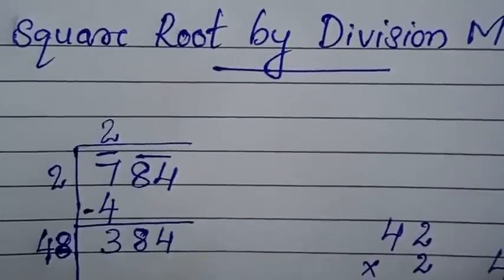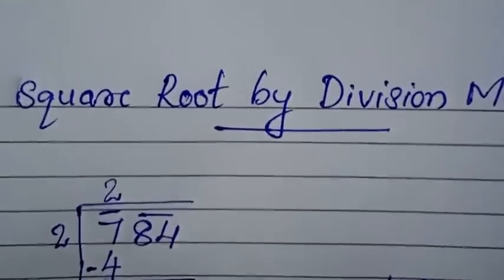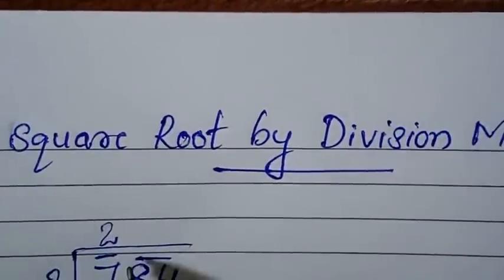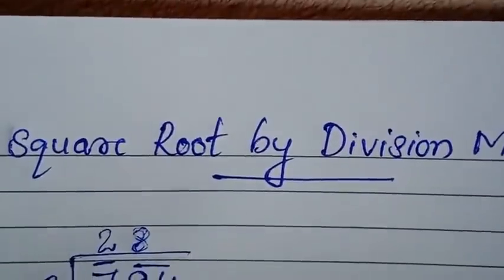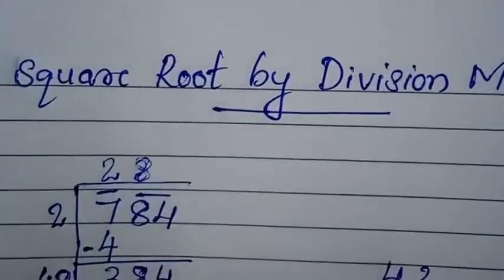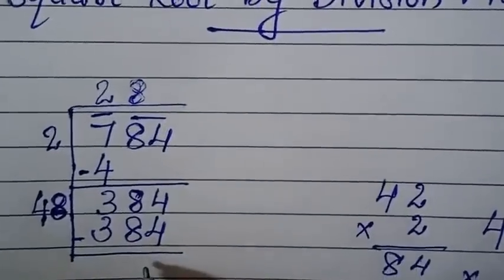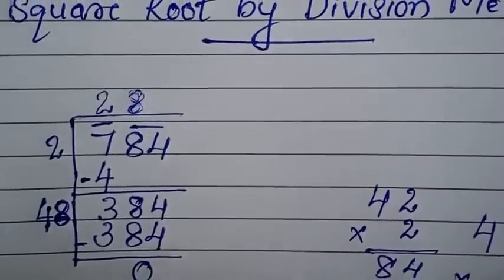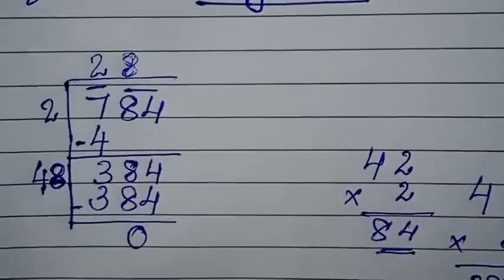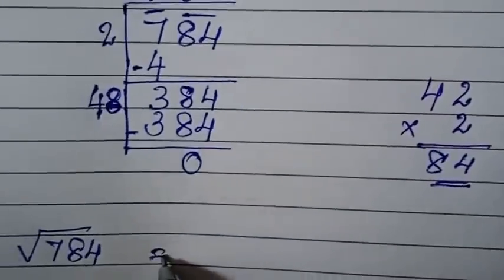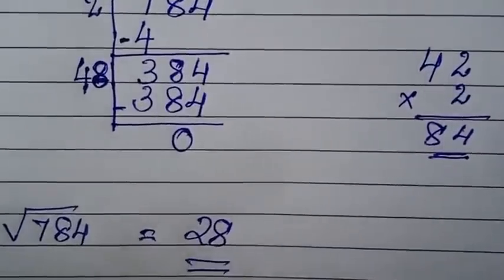Then what will we do next? The new digit in the quotient also we will write. So we should write 8 over here. Understood? So 48 into 8 we will get 384. So subtract it. We get a number subtracted from the same number, so the answer will be 0. So the final answer is the square root of 784 equals, what is the quotient? 28. This is the answer. Understood?